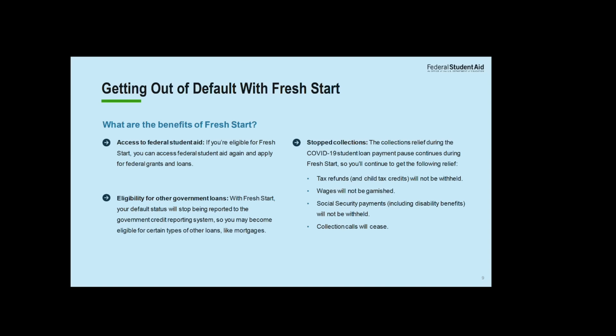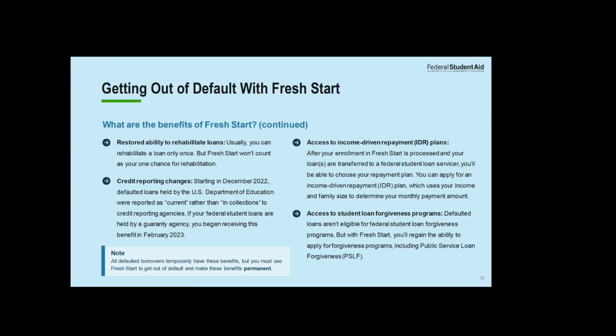It also stops collections. That means you get to keep your tax refunds. Any wages will not be garnished. Any Social Security payments will also not be withheld. And any collection calls will end. You will stop receiving collection calls as well. So as you can see, Fresh Start has a great benefit for a lot of our defaulted borrowers.